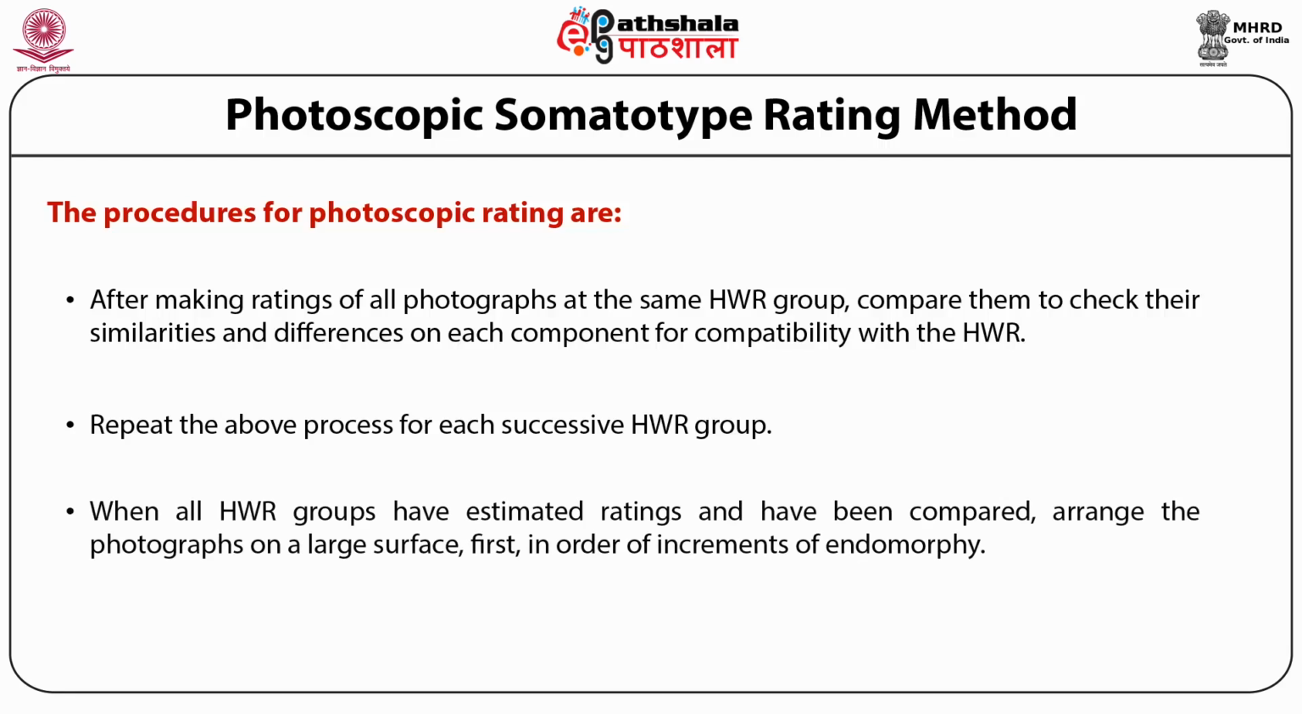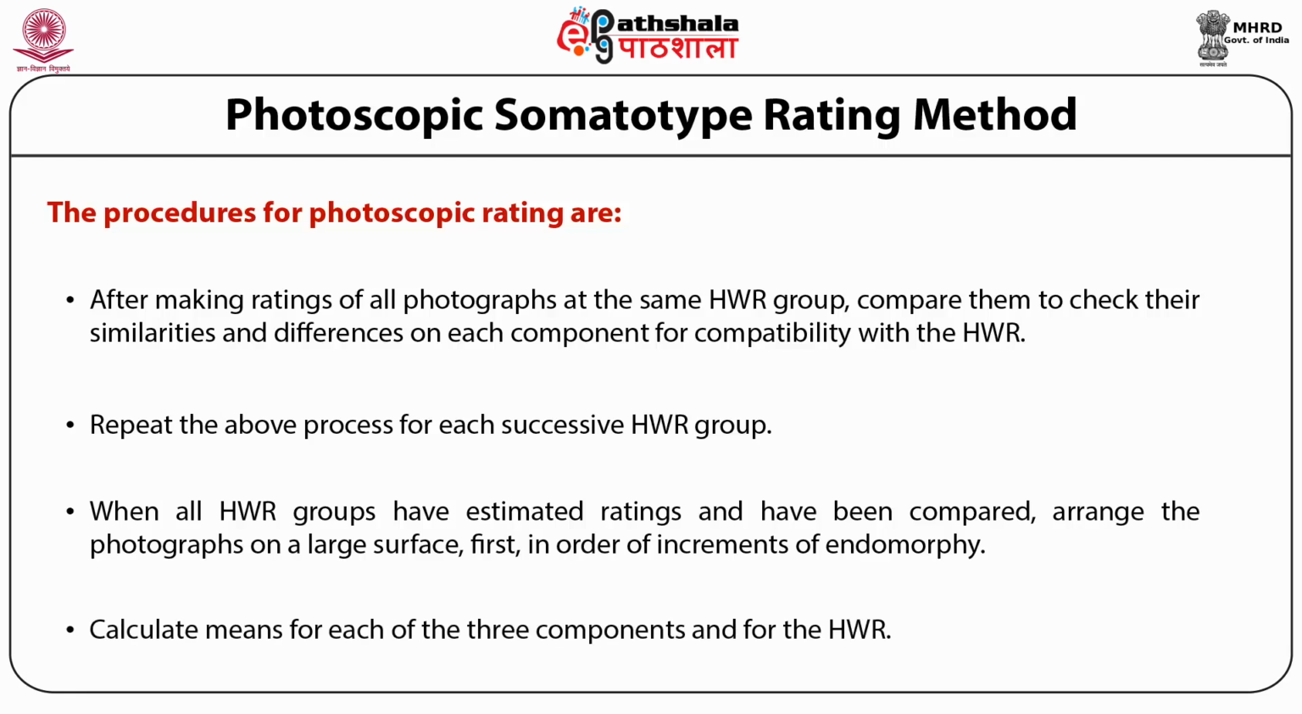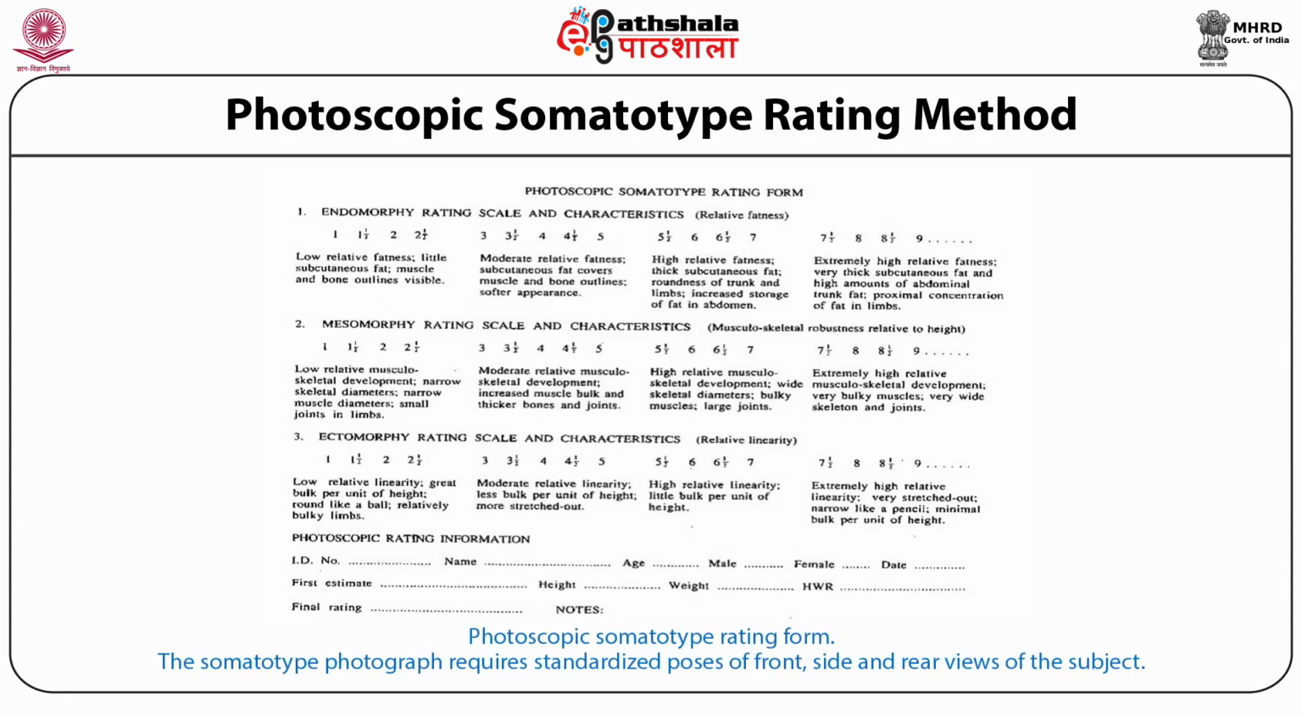When all HWR groups have estimated ratings and have been compared, arrange the photographs on a large surface, first in order of increments of endomorphy. Repeat for mesomorphy and ectomorphy. Calculate the means for each of the three components and for HWR. You can see the photoscopic somatotype rating form.